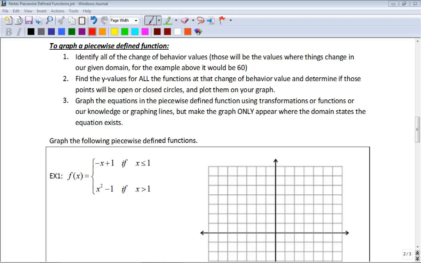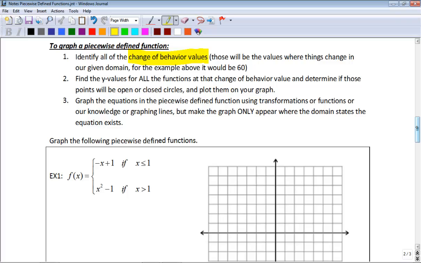Now let's look at how to graph a piecewise defined function. When you're graphing a piecewise defined function, the first thing you want to do is identify any change of behavior values. Change of behavior values are places where things change in the domain.